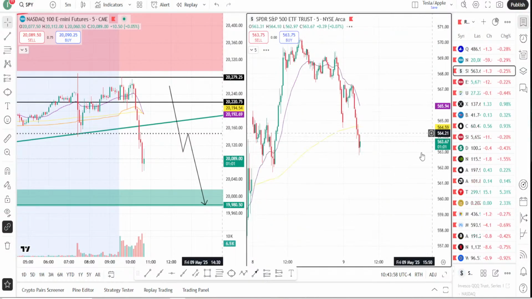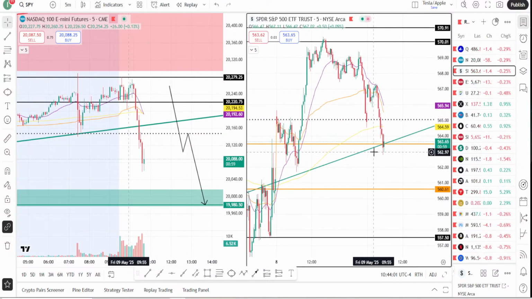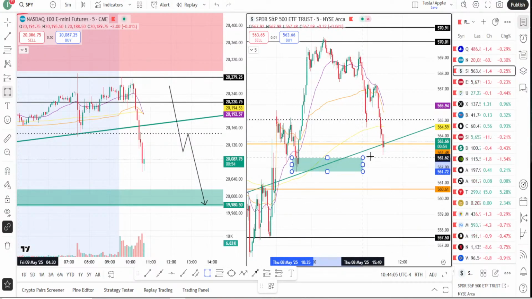Let's get back to the ES. ES already at the man.